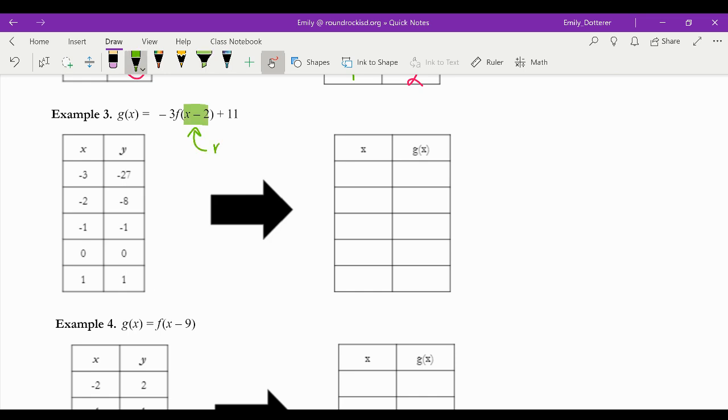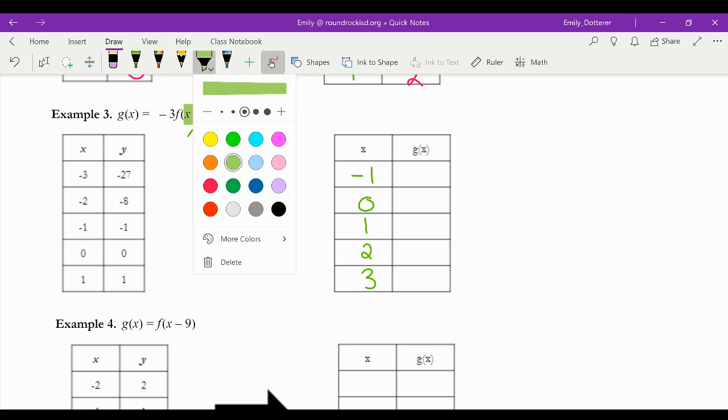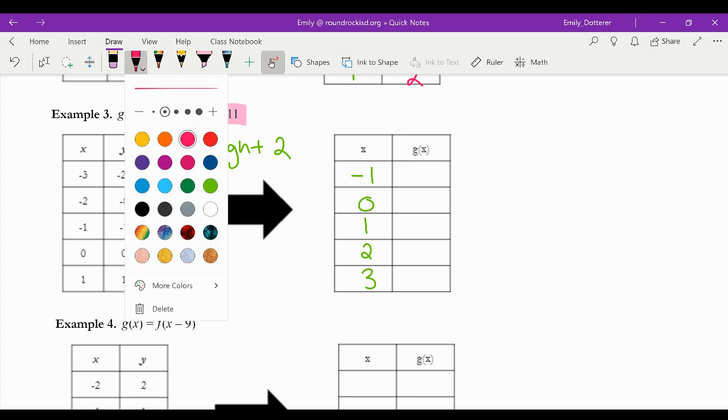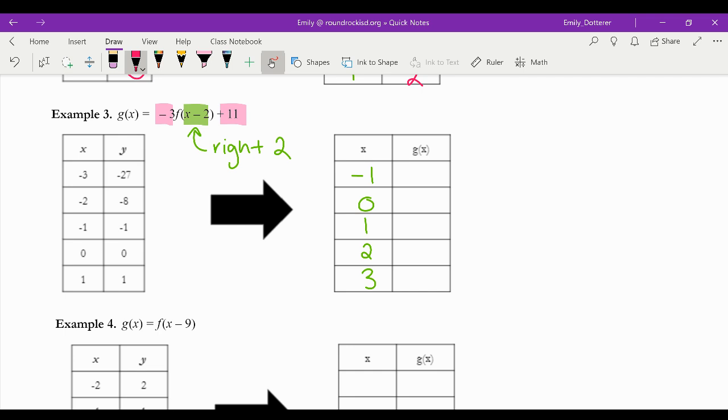Okay, this time the graph is going right 2. So we're going to add 2 so that the x value will be 2 further to the right. Now we're going to take these y values, multiply them by -3, and then we're going to add 27.